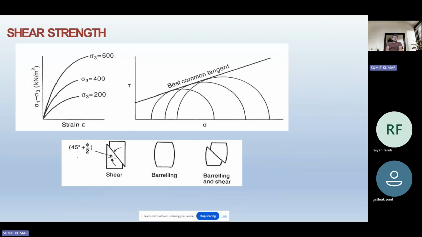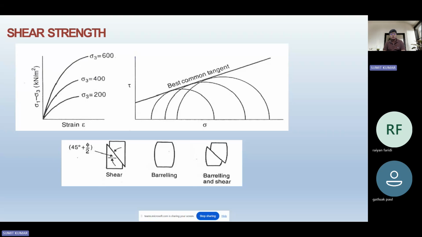Now see over here that on the vertical axis sigma 1 minus sigma 3 is plotted, and on the horizontal axis the corresponding strain is mentioned, and it is observed that as the value of deviatoric stress increases, the corresponding strain value changes with a different pattern. Now over here some more points are also mentioned.